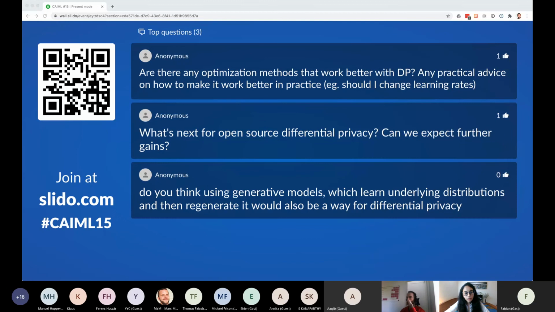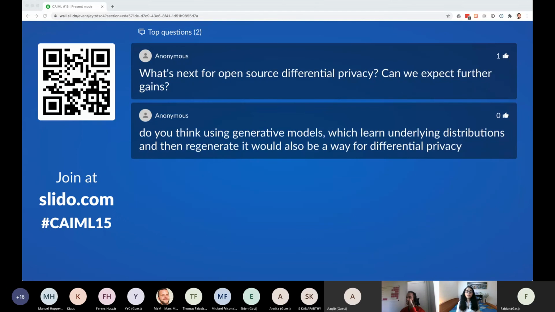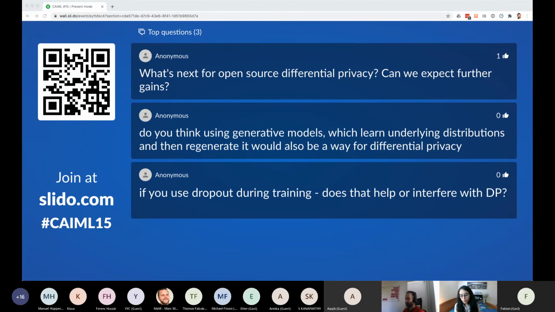Okay, next question. What's next for open source differential privacy? Can we expect further gains? Absolutely. For open source differential privacy, there is a lot that needs to be done. It's catching up with the research. It's trying to make the best use of adding differential privacy to maybe contact tracing apps, to medical healthcare AI pipelines, and so on.